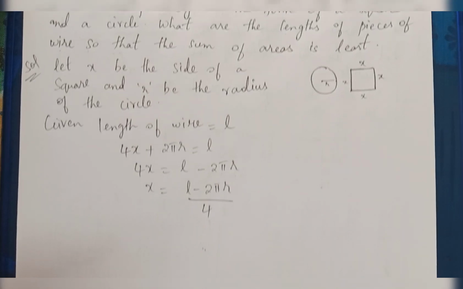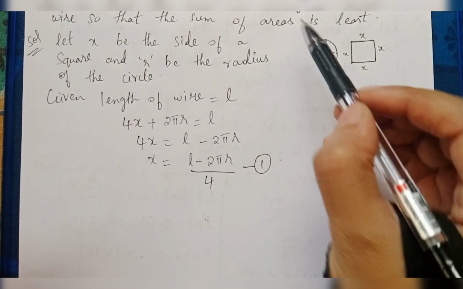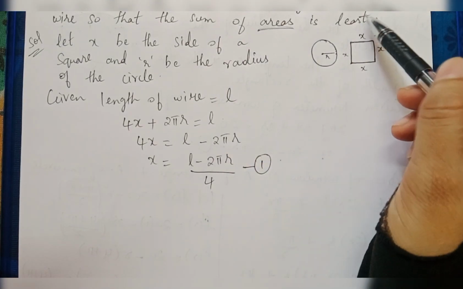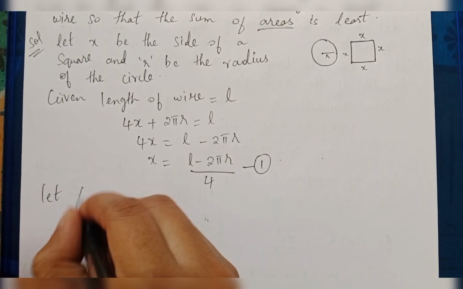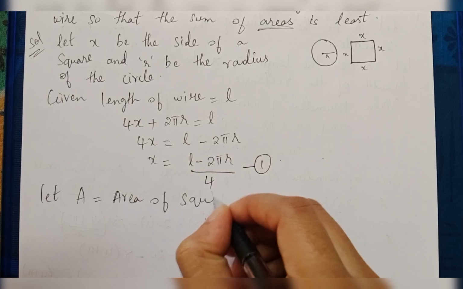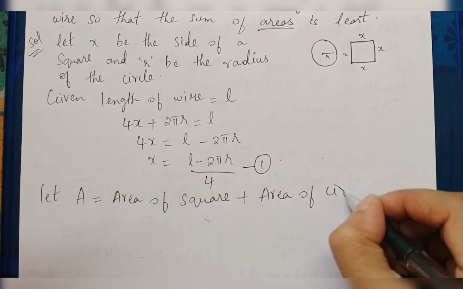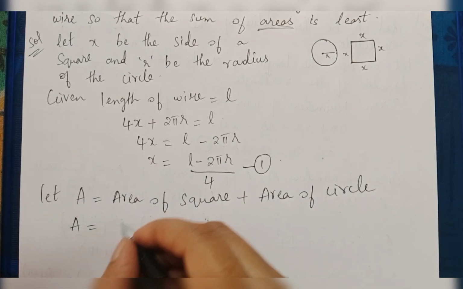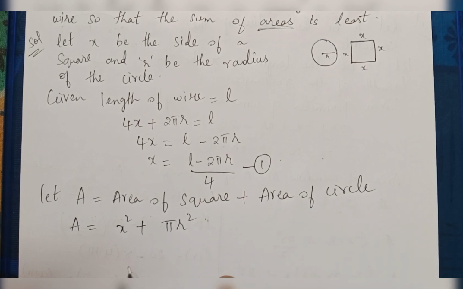Consider this as equation 1. In the question it is given that the sum of their areas is least, that is, minimum. So we have to find the areas. Let area A be equal to the area of the square plus the area of the circle. We know the area of a square is side into side. The side is x, so it is x square, plus the area of the circle, pi r square.